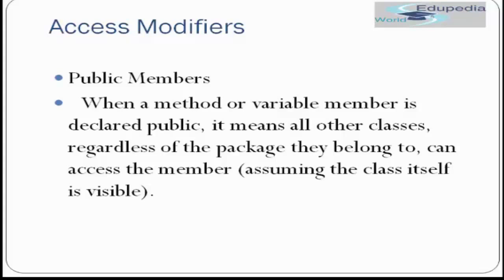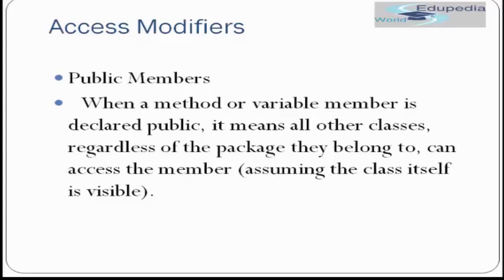When a method or a variable member is declared public, it means all other classes, regardless of the package they belong to, can access the member, assuming that the class itself is visible. So if you declare any data member or member function as public, it can be seen by all other classes regardless of whether they belong to a particular package or not. Within that project, that class will be visible everywhere, and each class, data member or member function will be able to access that.